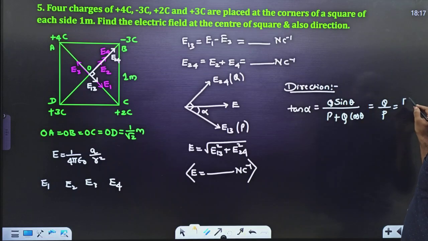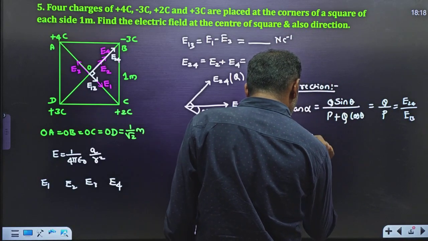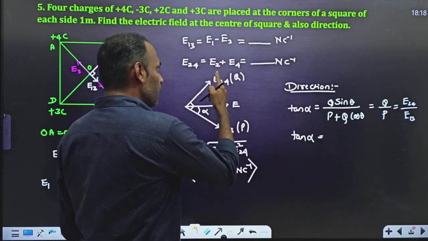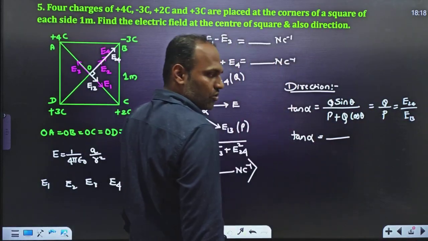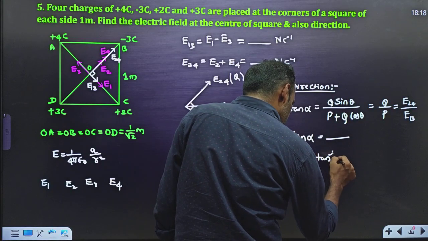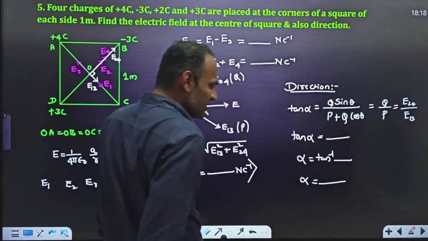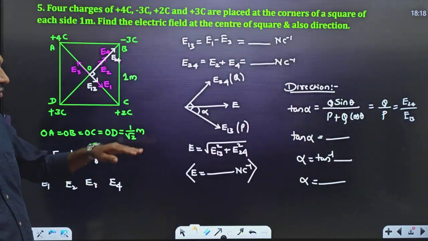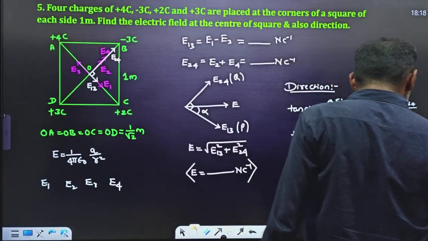It means I can write it as E24 divided by E13. Correct? So tan alpha is equal to E24 divided by E13. You know the value of E24, you know the value of E13, you substitute them, you will get tan alpha is equal to something. Then alpha is equal to tan inverse of this value. Find it in the log table, you will get the answer in degrees as well as minutes. Right? This is how we find the resultant electric field as well as the direction. Let us go to the next question then.